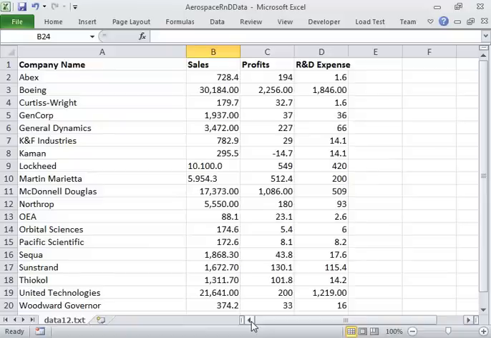Here we have the Aerospace R&D data. Our task is threefold. A, do a regression so that we should be able to predict our sales based on the amount that we spend on R&D. Two, predict the sales of a company that spends 300 on R&D. And three, evaluate the usability of that model, the predictability of that model.